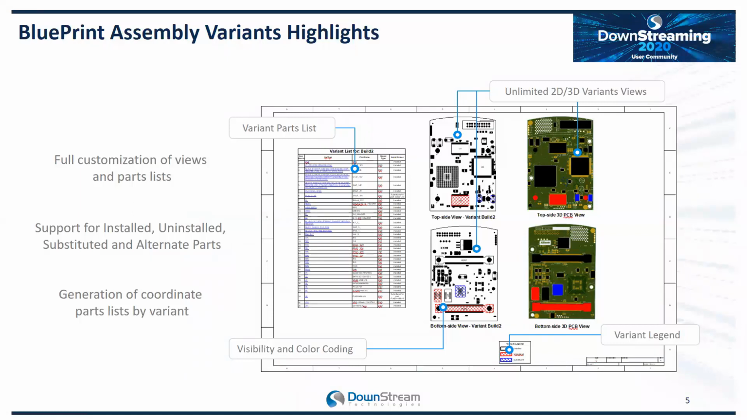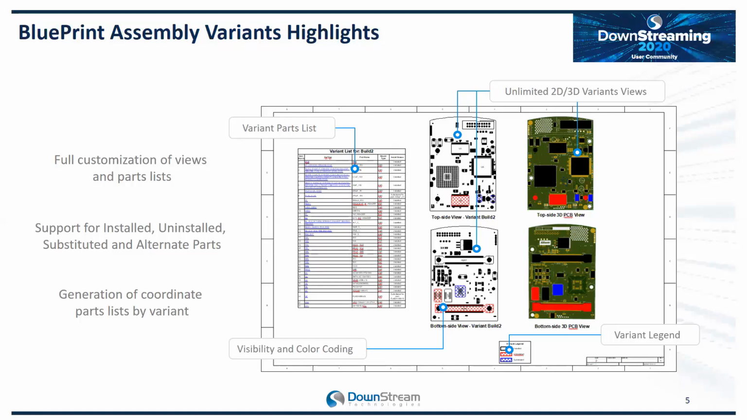Here's an example of a possible visual aid assembly drawing for an assembly variant. What we're showing here is PCB views. I have an assembly variant, double-sided board, top side components, bottom side components. So with uninstalled and substituted parts, I'm always going to want to show both sides of the PCB to identify what's installed, what's uninstalled, what's substituted.